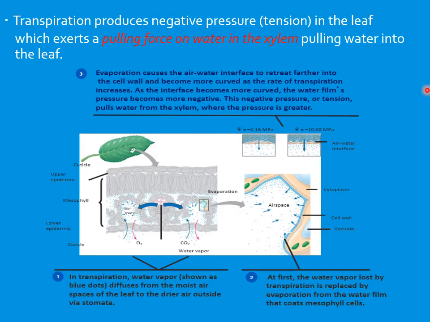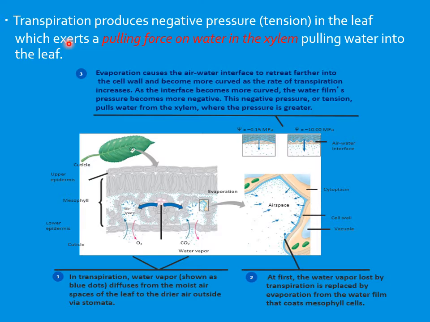So this is another explanation. So you can see involved about water potential. You can see that the sign here is negative 0.15. Another one here is negative 10. So which one is more lower? So kena tengok yang ni lah kan.